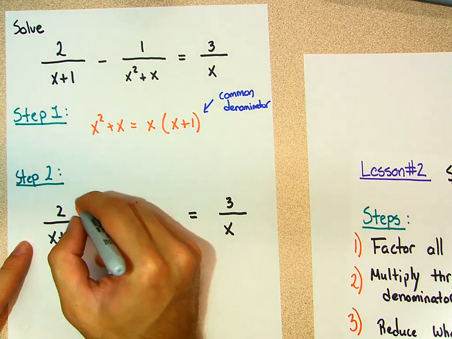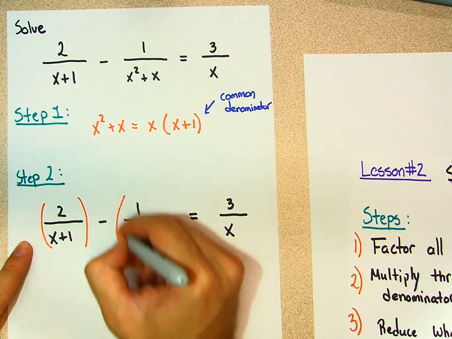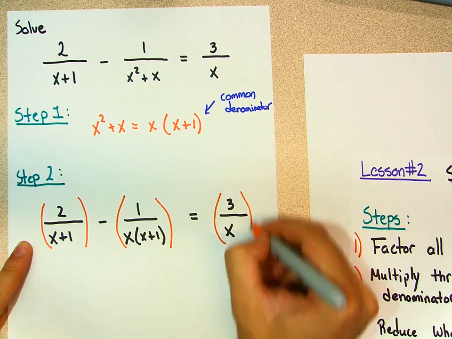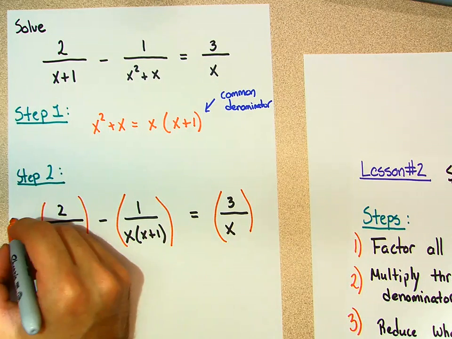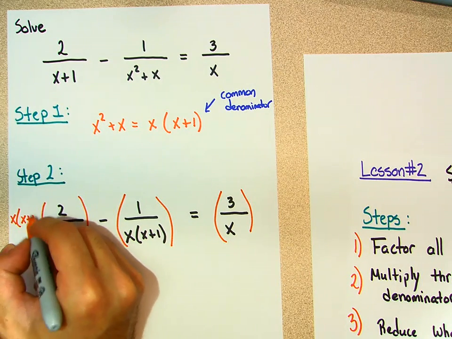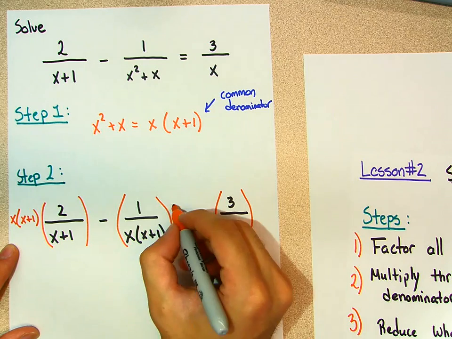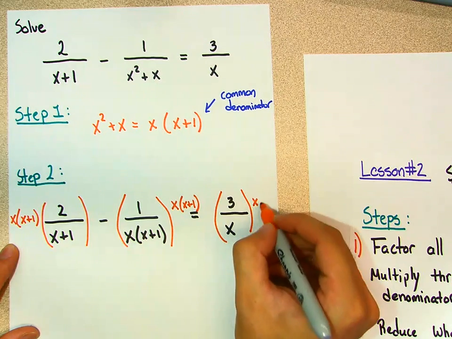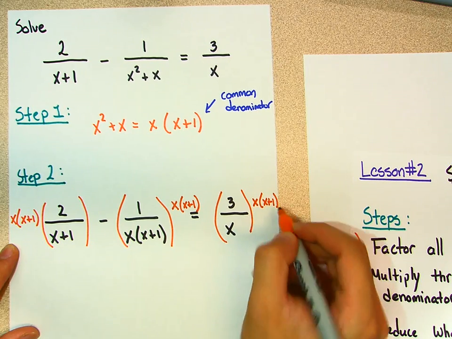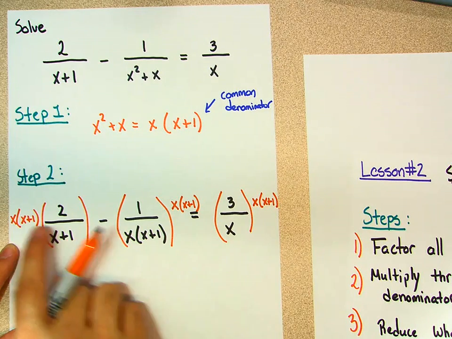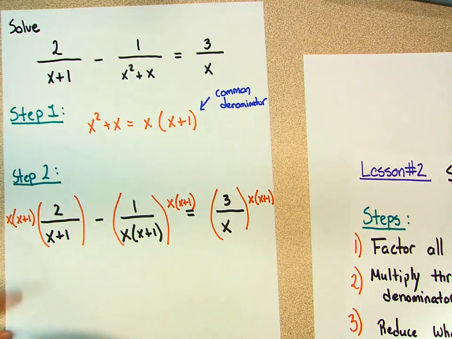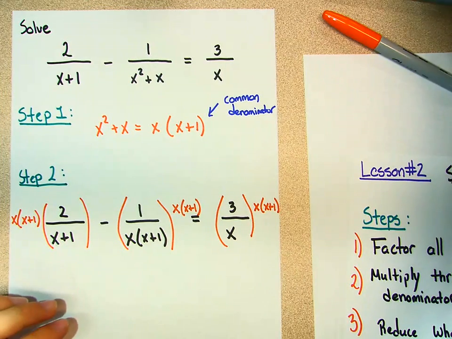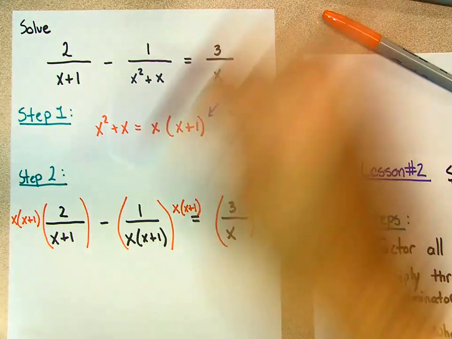What should it look like? You're going to multiply this x times x plus 1. This one, same thing, x times x plus 1. And this one, x times x plus 1. You're going to multiply all of this to all of this.